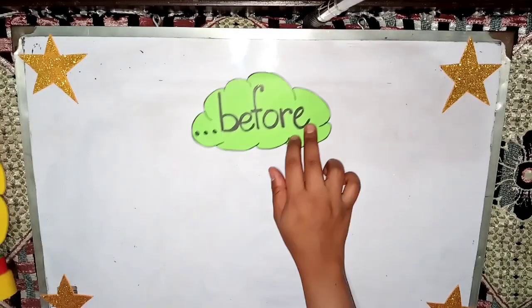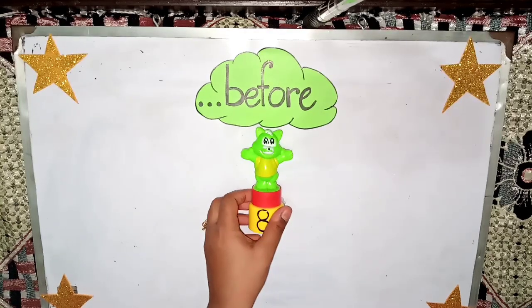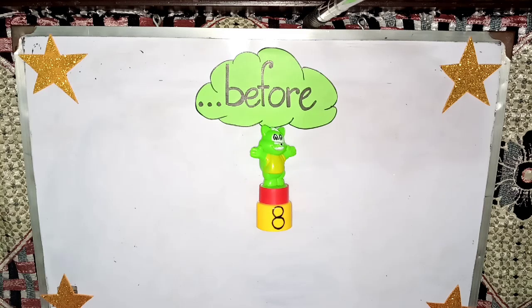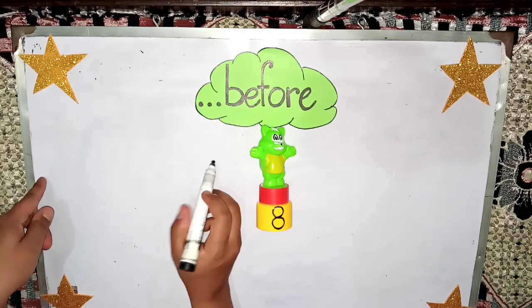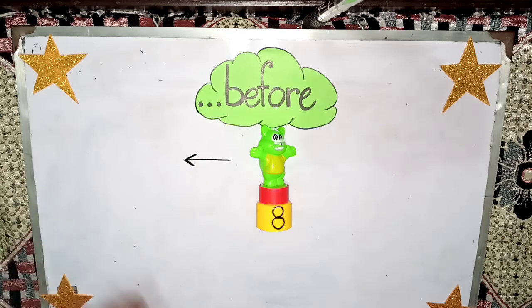Let's talk about before first. Before means earlier than. If you are having any number and if you want to know what comes before this number, you have to count backward in this direction. You have to count backward.